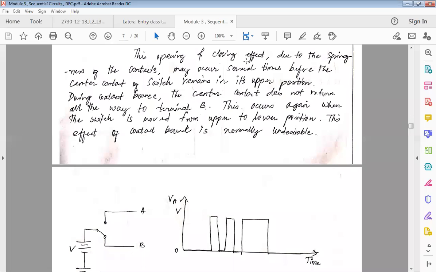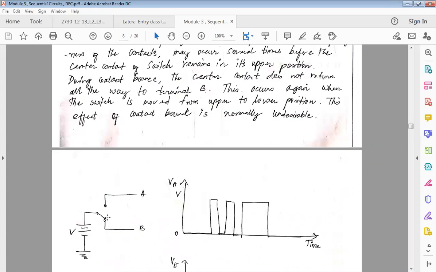This opening and closing effect due to the springiness of the contacts may occur. So there is a spring, right? So this contact can sometimes bounce. Once it connects here, it will not connect immediately, but it will slowly vibrate and then connect due to the spring effect.